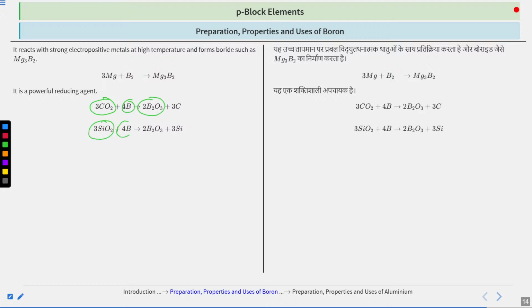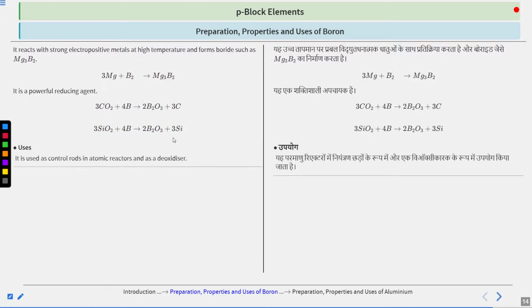Again, 3SiO2 and 4B gives B2O3 again. So you can see how in multiple ways you can form your B2O3, that is your boric oxide. And it is used as control rods in atomic reactors and as a deoxidizer.